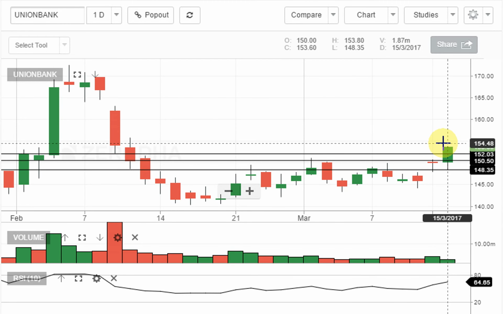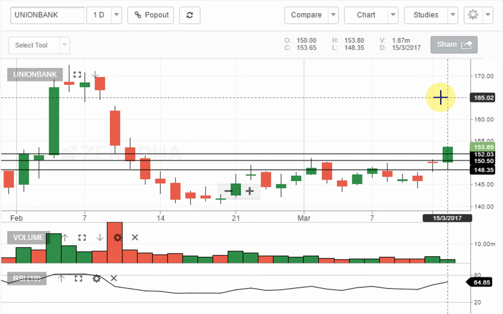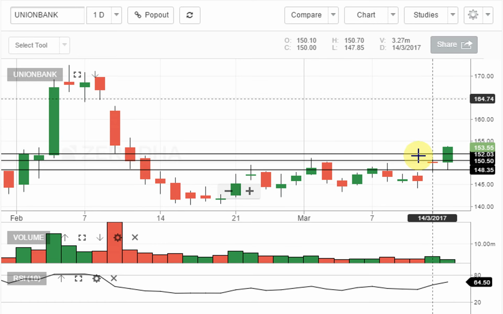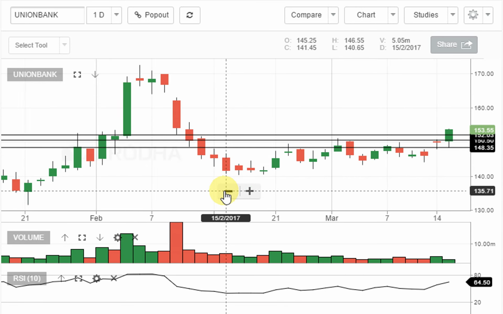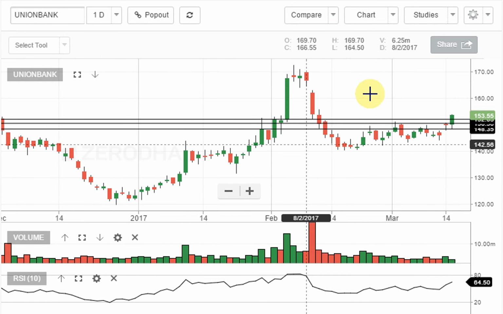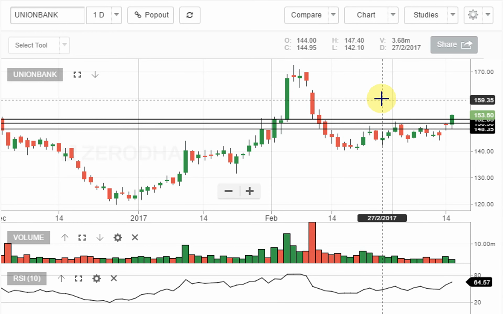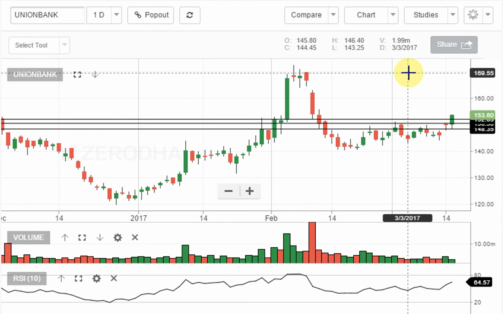ICICI is not having a huge movement upside. It is just trading at 268, 286.2. I'm really sorry. I don't know how these things are happening to me today. Every number is going wrong.